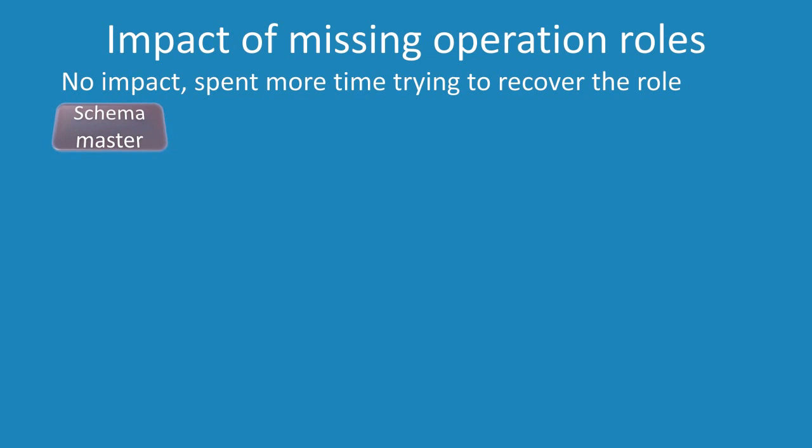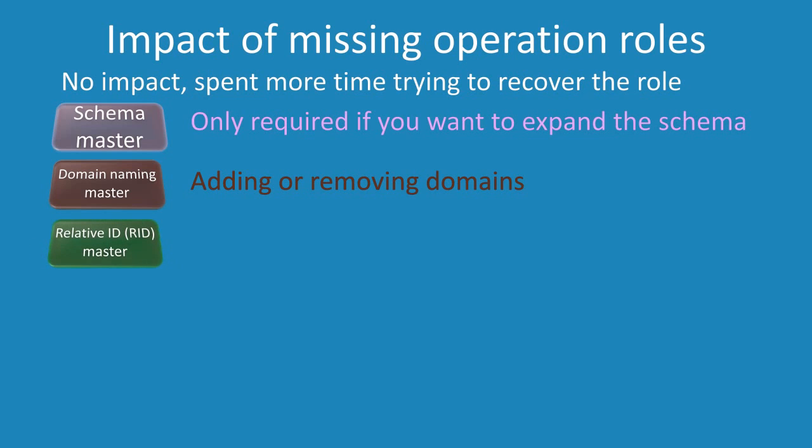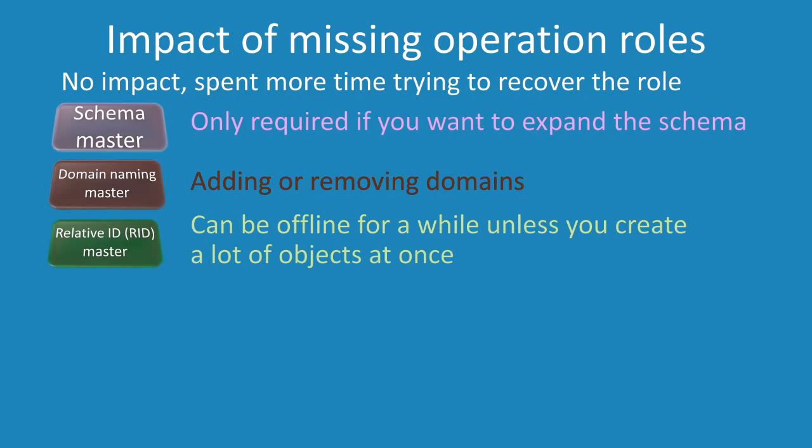First, you have the schema master. If you are not planning on making any changes to the schema, this role can be offline indefinitely. The next operation master role, domain name master, is only required if adding or removing domains. If you are not adding or removing domains, this operation master role can be offline indefinitely. The RID master can be down for a period of time and should not be missed. If you are not creating lots of objects in Active Directory, it could be down for an extended period without impacting the operation of your organization.